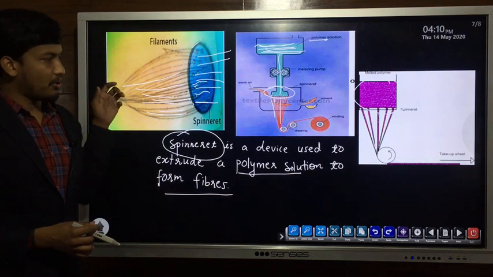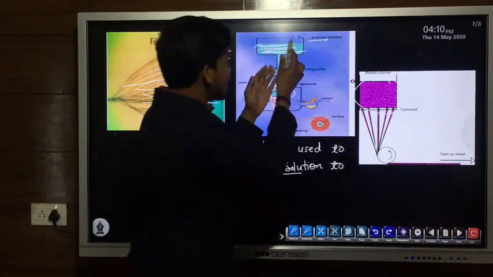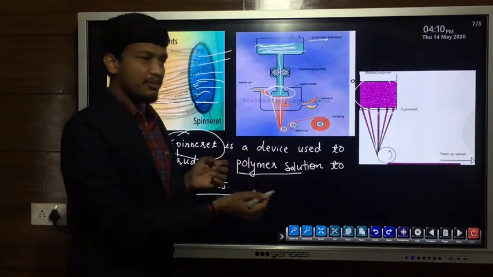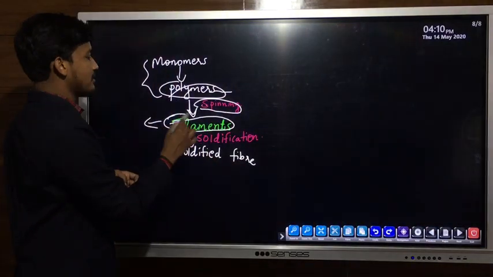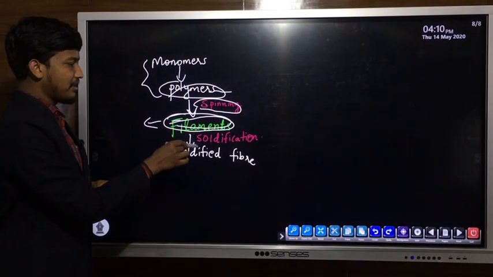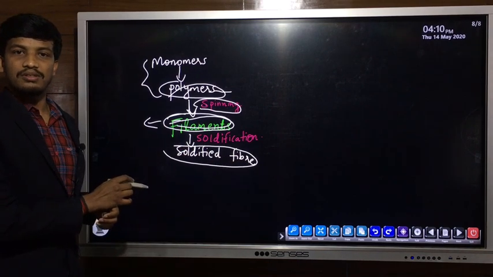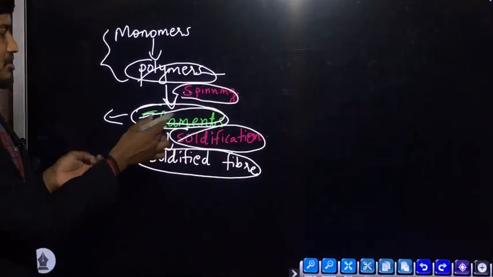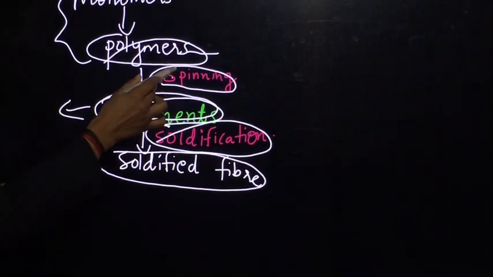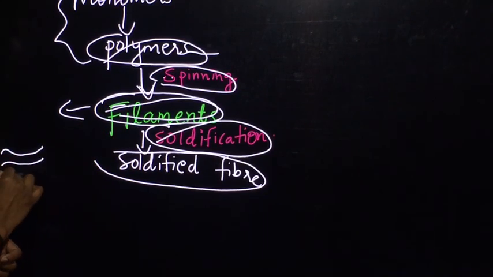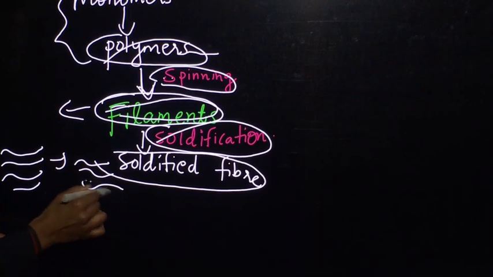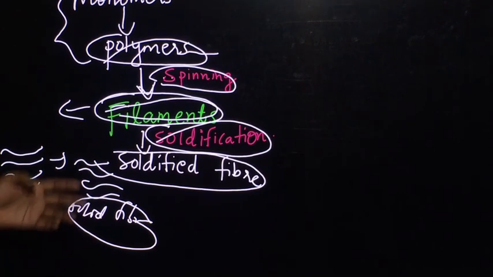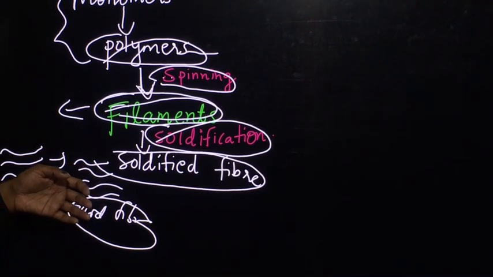It is not solidified, because we passed the liquid mixture of polymer, and these fibers are also in the form of liquid. Now we have to convert these filaments, the liquid filaments of fiber, into solid. So for that, the next step is solidification. When we do solidification of the filaments obtained during spinning, the liquid filaments will convert into solid fibers, and this solid fiber is the synthetic fiber which we need.